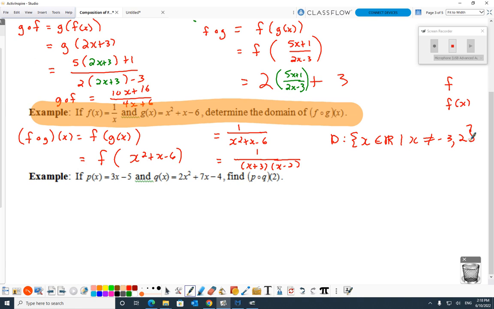Let's do another one that's a little simpler actually, but also gets the orange highlighter. It says if p at x equals 3x minus 5 and q at x equals 2x squared plus 7x minus 4, find p of q of 2. So 2 is the number we're going to sub into it. Now you could do this question by subbing the whole function q in there. And that's what I'm going to do.